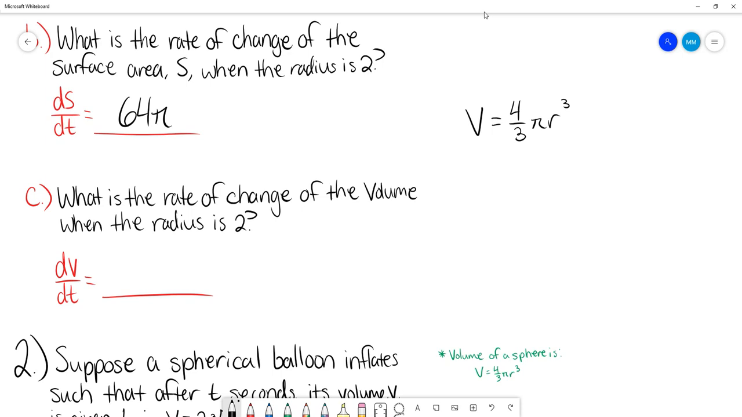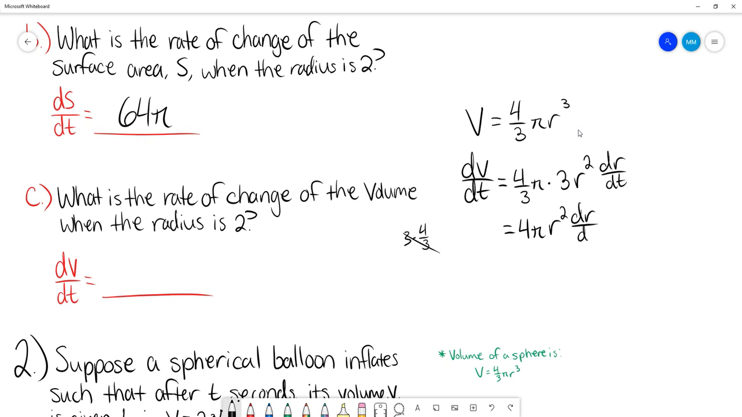So dV/dt. If I take this derivative just like we did with our surface area, we get dV/dt equals 4/3 times pi times the derivative of this with respect to t, which, using our power rule, is going to be 3r squared, and then because it's with respect to t, dr/dt. If I move this 3 in front, I get 3 times 4/3, and my 3's are going to cancel. So I can rewrite this as 4 times pi times r squared dr/dt.